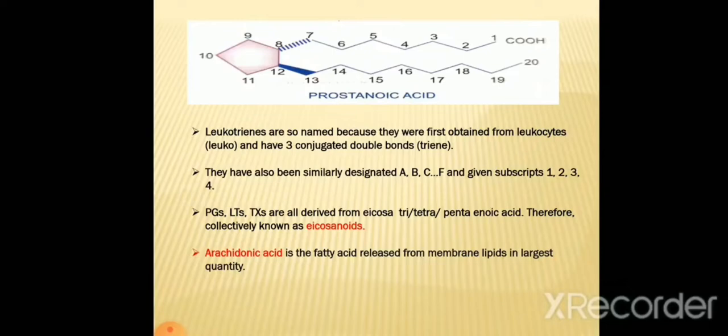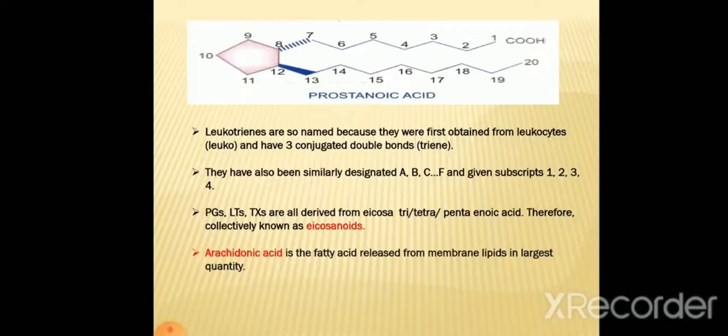Leukotrienes are so named because they were first obtained from leukocytes. So leuko, and they have 3 conjugated double bonds, that is triene. They have also been similarly designated A, B, C, etc. F and given subscripts 1, 2, 3, 4, etc. It means that just like prostaglandins, leukotrienes also have different types like LTD4, LTB4, LTC4, etc. Prostaglandins, leukotrienes, thromboxanes are all derived from eicosa, tri or tetra or pentanoic acid. Therefore, they are collectively known as eicosanoids.